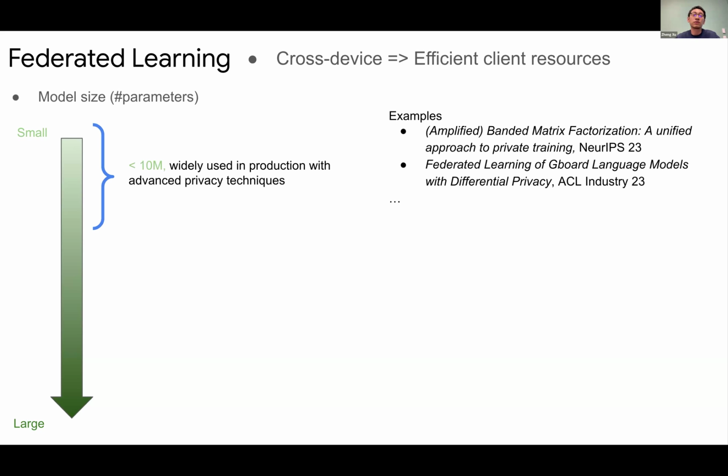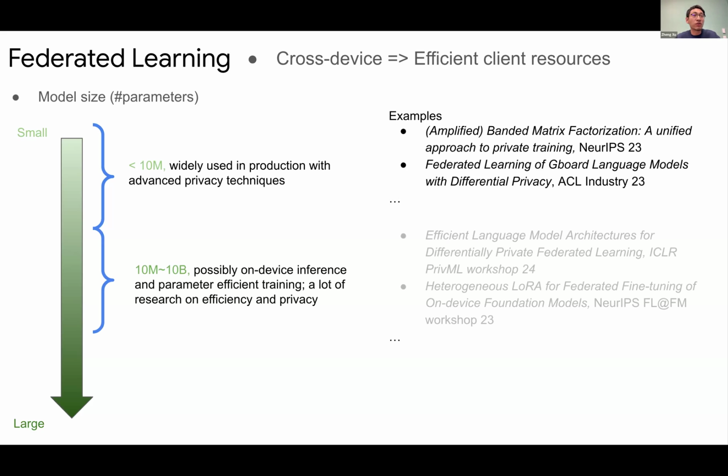And the recent progress is more on advanced privacy techniques. On the right-hand side, I show some example papers I am deeply involved in, which I will talk about in a little more detail in the later part of this talk. This includes applying differential privacy techniques in addition to federated learning for these models, in both novel research techniques as well as in real production settings.